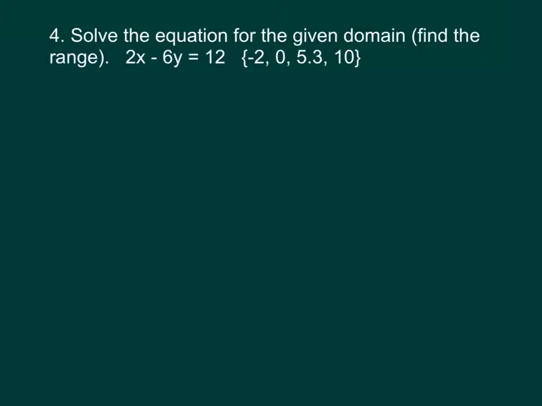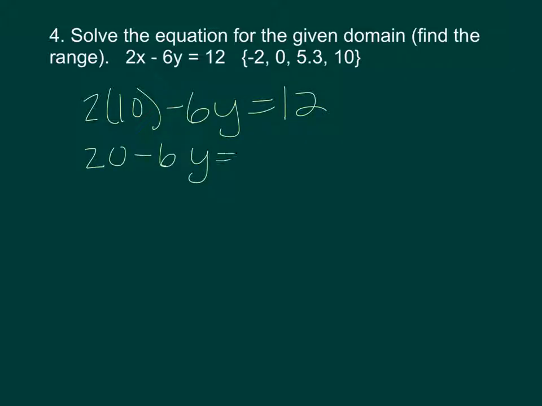Now we're going to plug in 10. So 2 times 10 minus 6y equals 12. Same process we've been doing. We're going to multiply first to get 20. Now we need to subtract 20 from each side. Make sure you bring down that negative with the 6y.